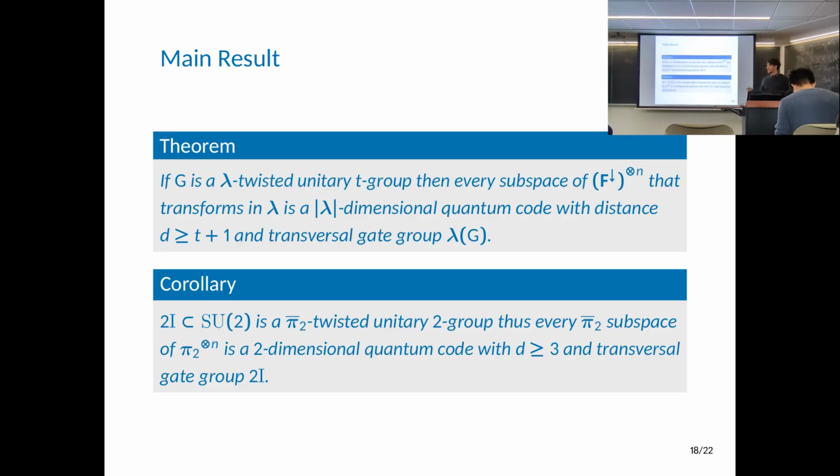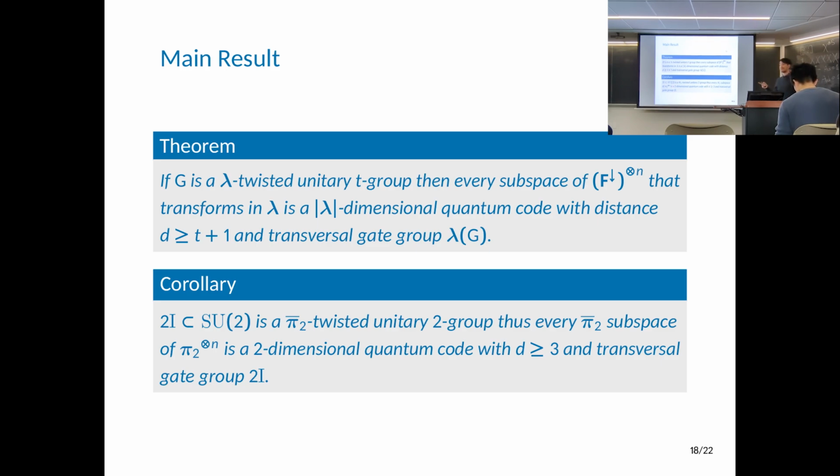And as you pointed out, yeah, it's for small t, which is the only thing we're doing. It only guarantees you a pretty low distance, which is a very important downside of this approach. And so the way this applies for the binary icosahedral group is that instead of SU2, it's a pi2 bar twisted unitary T group. So every pi2 bar subspace of pi2 tensor n is a two-dimensional quantum code with distance at least 3 and transversal gate group 2I.